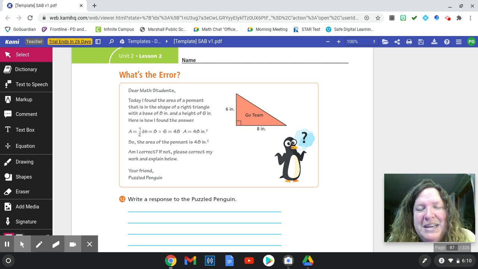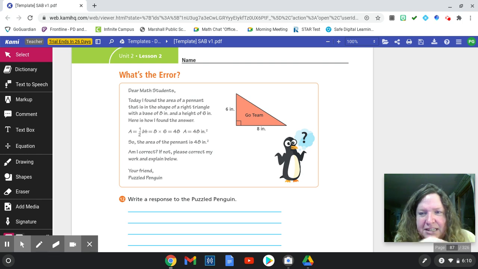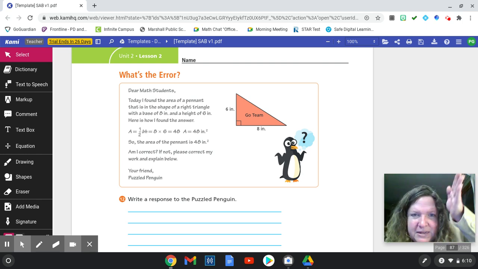So here's our friend Puzzle Penguin. He's got his pennant. He says, today I found the area of a pennant. A pennant is something a lot of times that people will wave at a game or something. It's like a little flag. And he says it's the shape of a right triangle. The base is 8 inches. The height up and down is 6 inches.